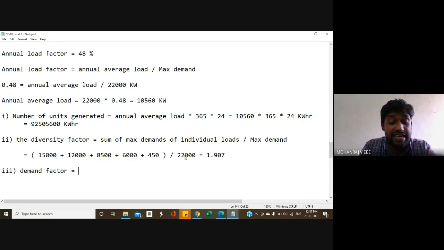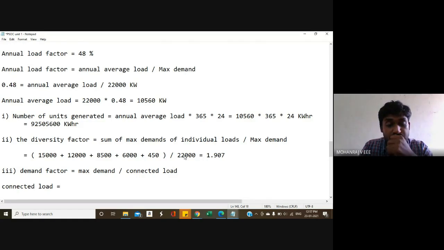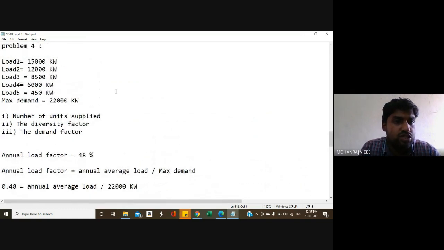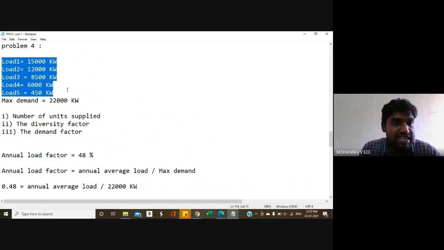Demand factor is given by maximum demand by connected load. So let us calculate what the connected load is. It is the sum of all the loads connected to the power system. So we have load 1, load 2, load 3, load 4, load 5. All these loads should be added. If we add load 1 to load 5, you will get the connected load.